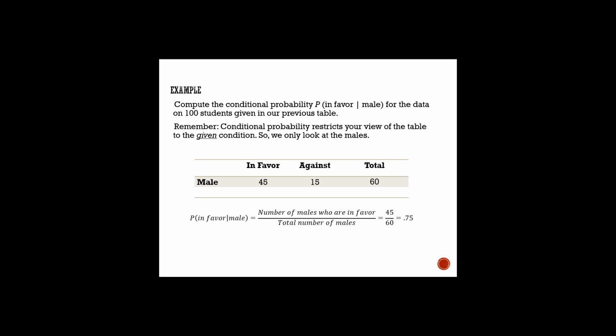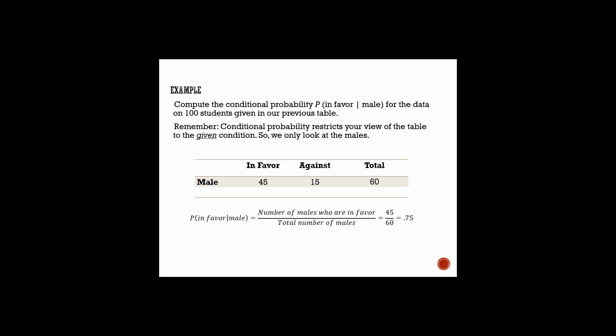The most important thing for you to remember when you're dealing with conditional probability, when you're dealing with a given condition, is it restricts your view of the table to the given condition. So if I have the probability of in favor given male, what I'm saying is I want to know what the probability of in favor is only considering the males in this table, okay? So I restrict my view of the table to the male, and this time it's a row. It could be a column, but this time male is really a row. So let's not even look at the rest of it.